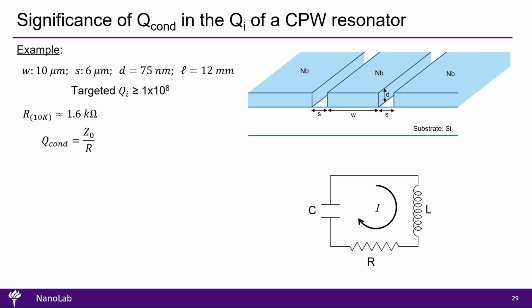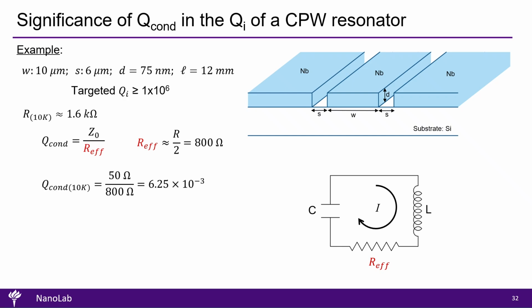In calculating QCond, we should use the effective resistance to account for the actual dissipation in the current distribution of the resonant mode. For a rough estimate, R effective can be taken as half of the total DC resistance for the fundamental mode in a half-wavelength resonator, so we set R effective to 800 ohms. This gives QCond a value of approximately 6.25 times 10 to the minus 3.